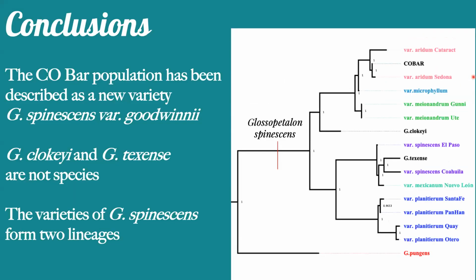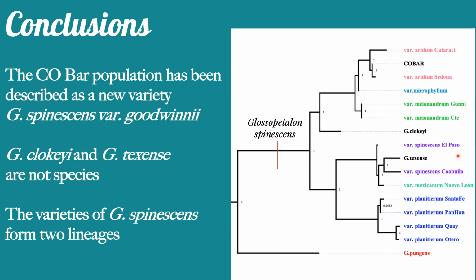Okay, so basically what ended up happening out of this project is that we described that CO bar population, and I have other ones. I went through all the herbarium vouchers, and there's more in northern New Mexico. I mean, northern Arizona, excuse me. So we described that as a new variety, Glossopetalon spinescens variety Goodwinii. We demoted Cloclei and Texense to varieties based on their genetic relationships.